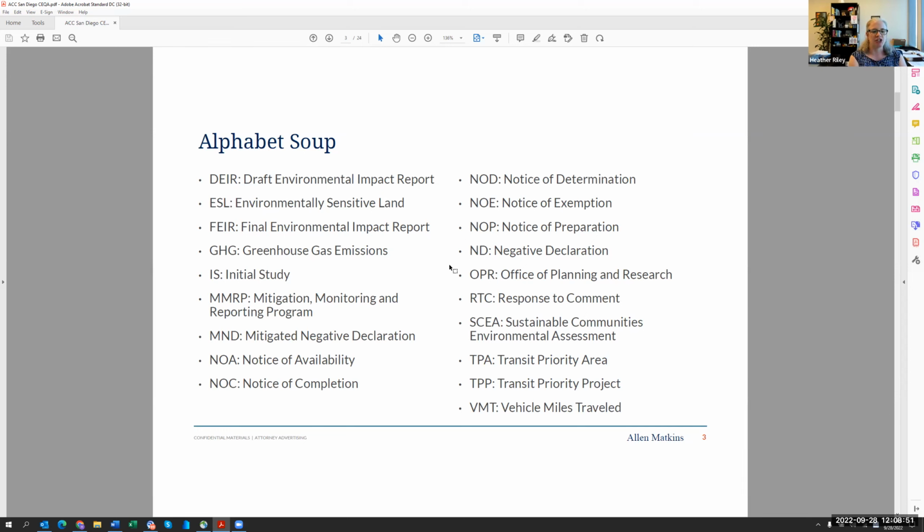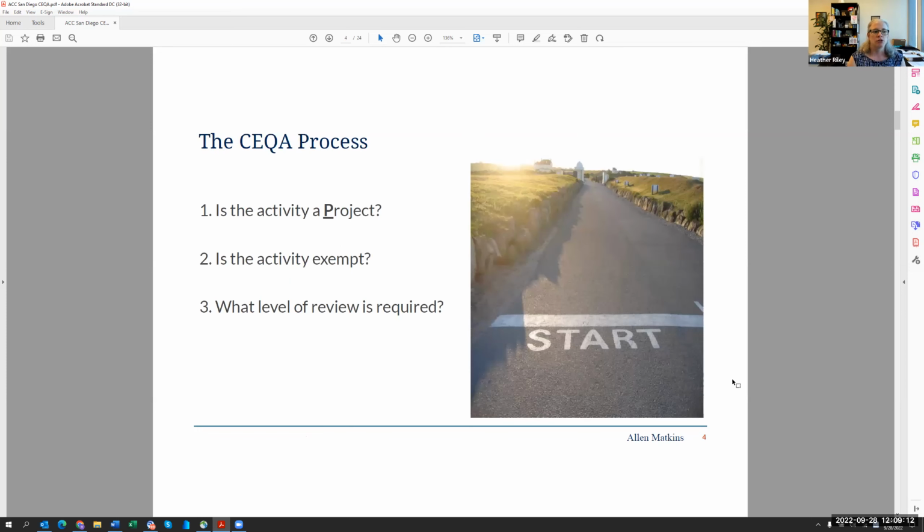Mitigated negative declarations. The hot button topics are VMT, vehicle miles traveled, often TPAs, transit priority areas. I actually just left the County Board of Supervisors meeting where they're in the process of trying to adopt their VMT guidelines. 2.5 years later than the state wanted them to, but they're trying. So there's 3 important questions you need to know when you're talking about Ceqa.